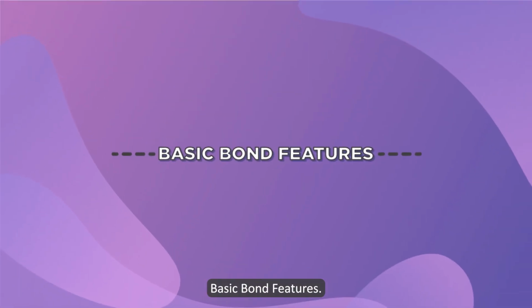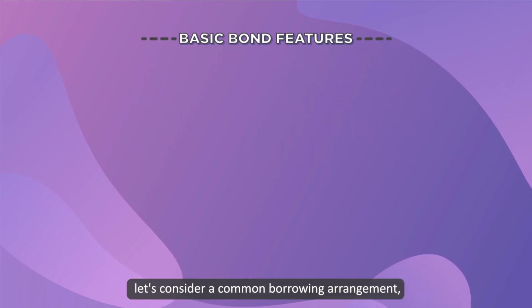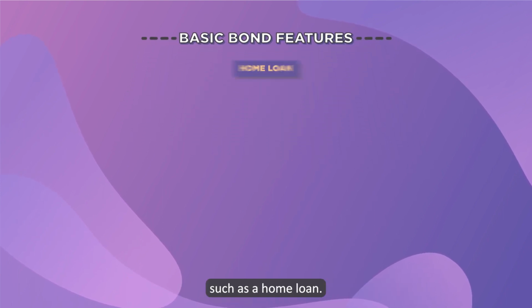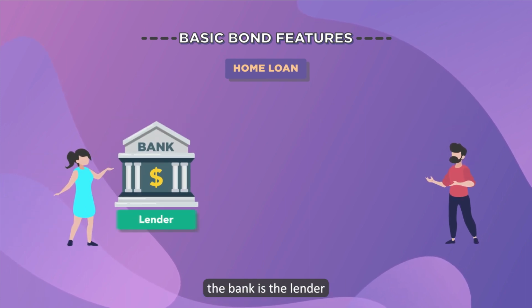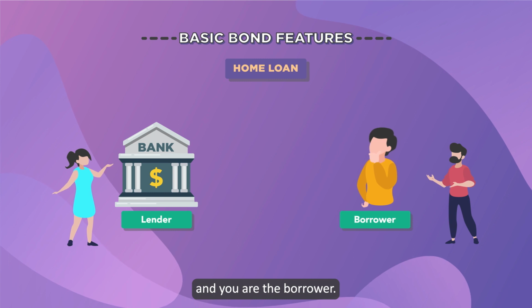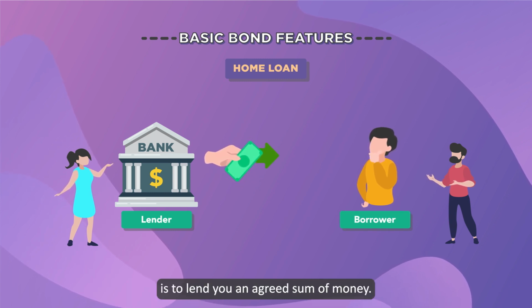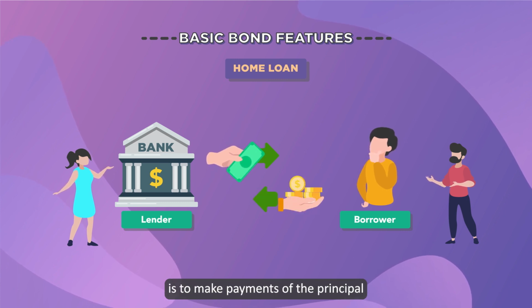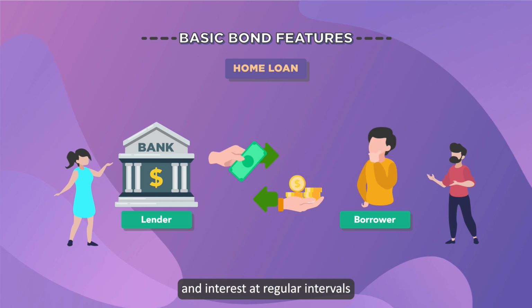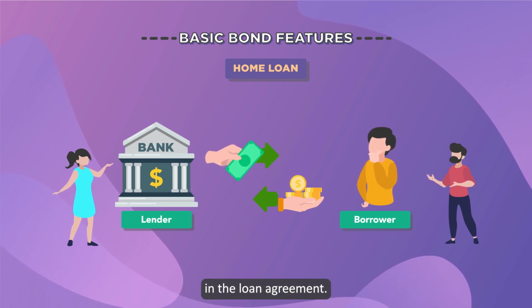Basic bond features. Before we look at bonds, let's consider a common borrowing arrangement such as a home loan. When you take a home loan, the bank is the lender and you are the borrower. The bank's obligation is to lend you an agreed sum of money. Your obligation in the meantime is to make payments of the principal and interest at regular intervals, which would have been specified in the loan agreement.